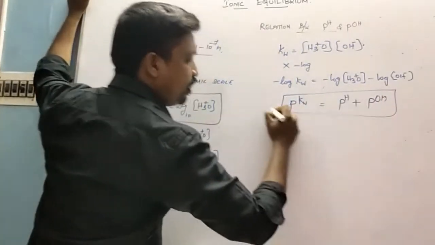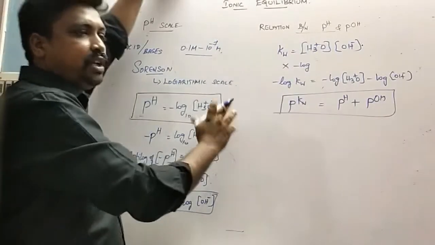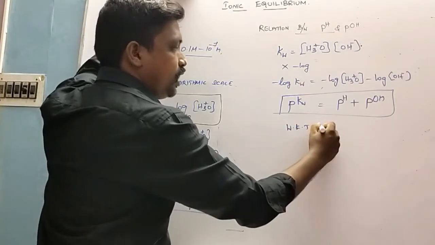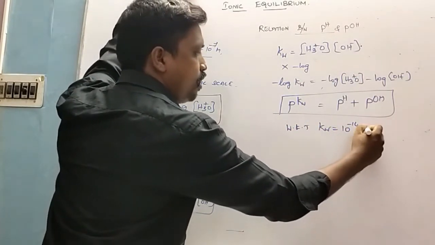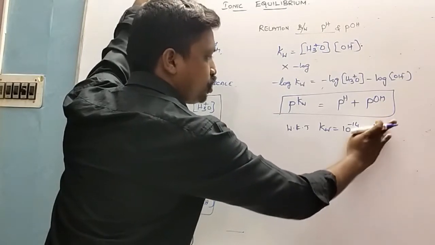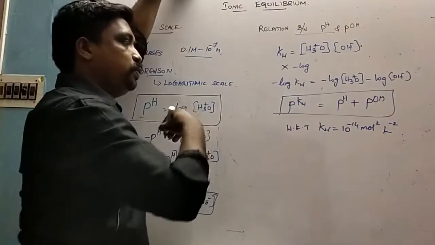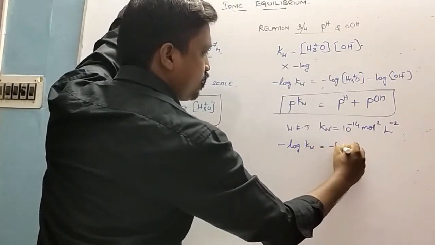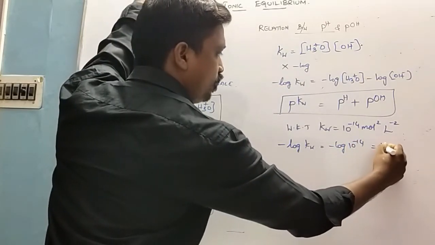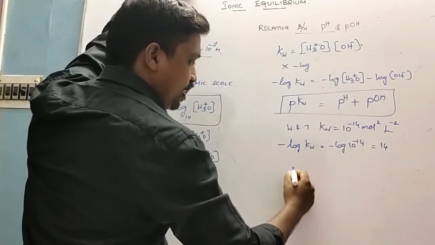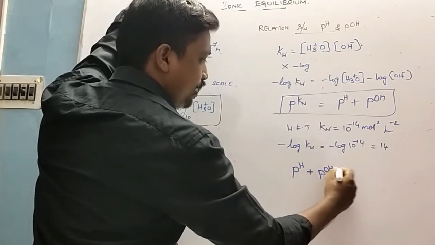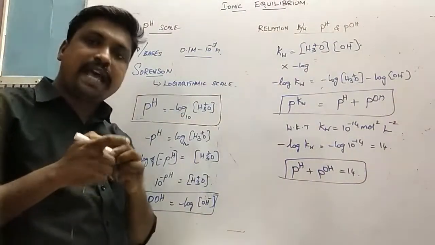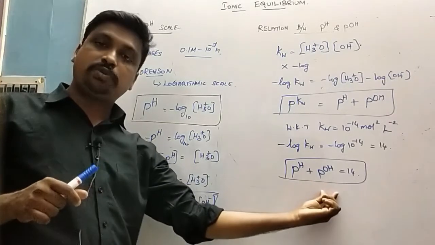So this is the relation, right? In general, this is the relation. In specific, we are going to mention the values. We know that the value of Kw is 10 power minus 14 mole square decimeter power minus 6, that is mole square liter power minus 2. Substitute the value here. What will be the value of minus log Kw? It will be minus log 10 power minus 14, which is equal to plus 14. So we can rewrite this equation as pH plus pOH is equal to 14. So for any substance, any acid or any base, the pH plus pOH value is equal to 14.